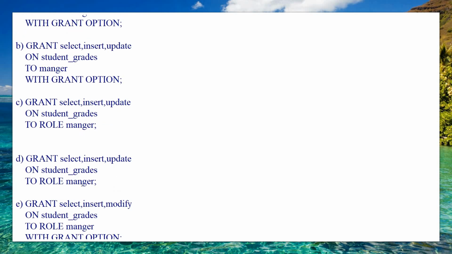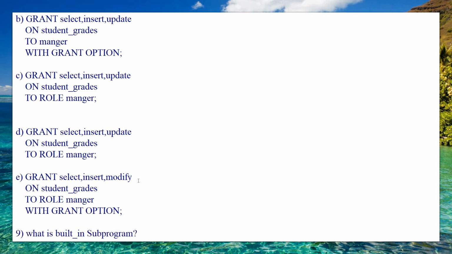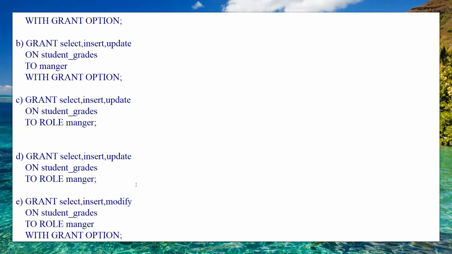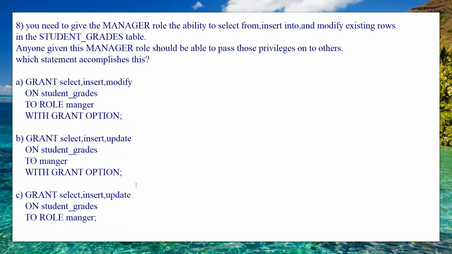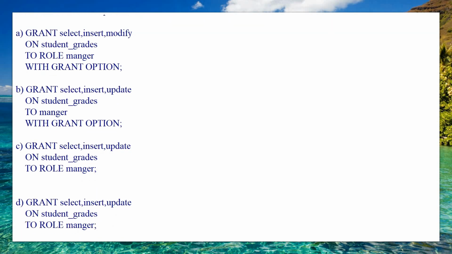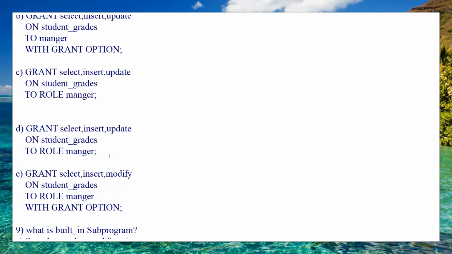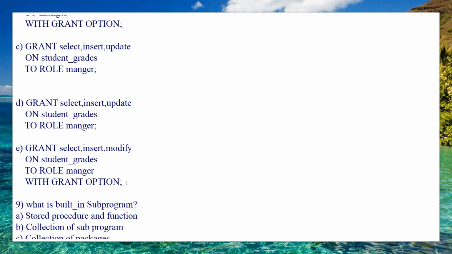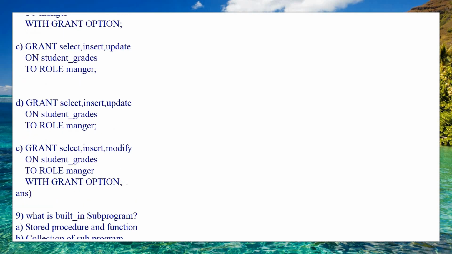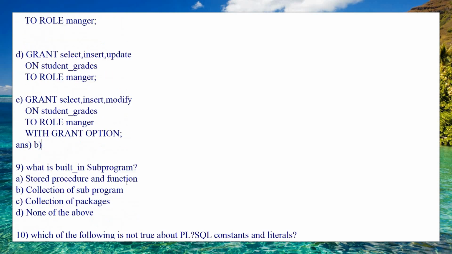And in the fourth question there is also, so this is not complete. Only to role manager you need to provide the grant option. So here we have used modify. There is no modify keyword in the SQL. There is an update keyword. So you can say option B, that is grant select, insert, update on student_grades to the manager with the grant option. That is again for the eighth question. Option B is the correct answer. So answer is option B.